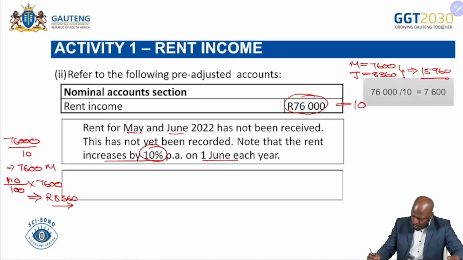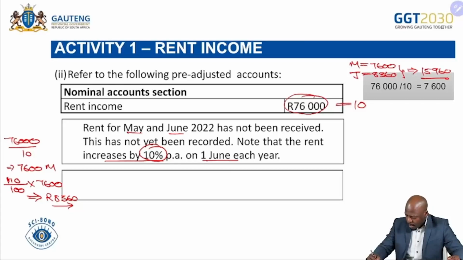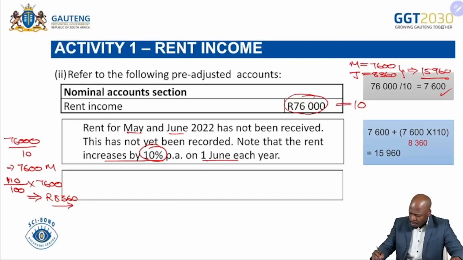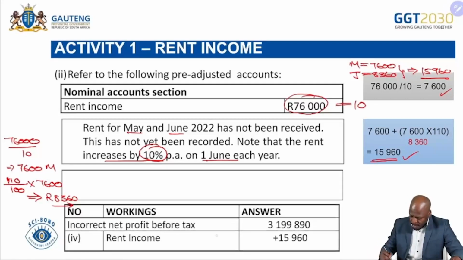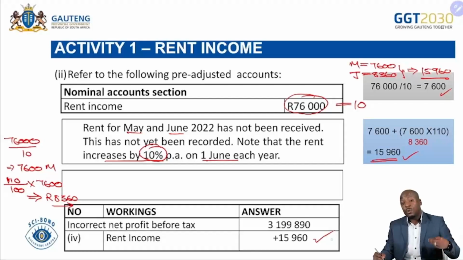All right. So here is the same calculation that I just showed you, and then you will find that once you have your 15,960 here already, you will then show it as rent income. Remember, it is income that was not yet recorded. Hence, our net profit was understated. So if we're going to correct it, we're going to add that particular income. So we're adding the income. Hence, you see the plus sign.